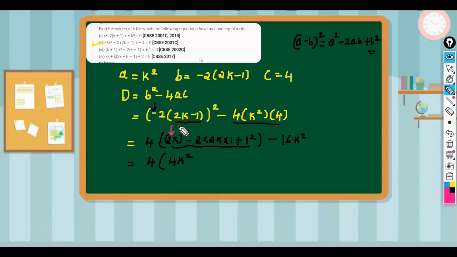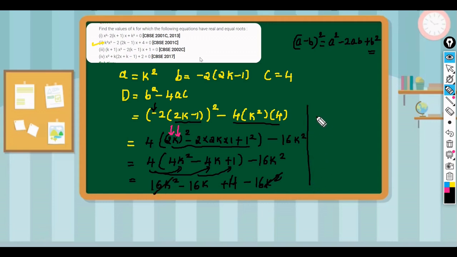Here also I have seen many students square a number but forget the letter. Don't do that. Square both of them. Then what will come here now? 2 into 2k is 4k. We will get 4k plus 1, because 1 square is 1 always. Minus 16k square. Now multiply this 4 to all of them. Let's get the value: 16k square minus 16k plus 4 minus 16k square.